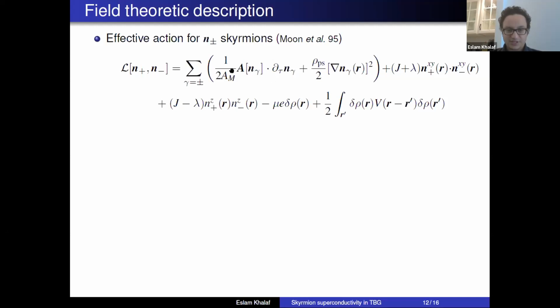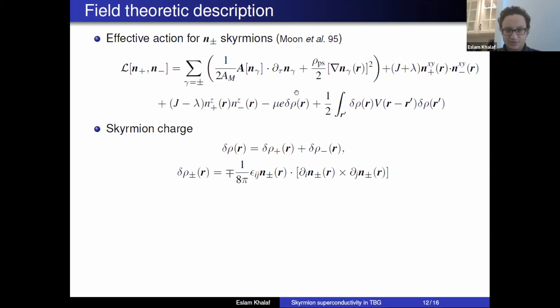This first term is a Berry phase term that's known in the context of quantum Hall ferromagnetism. This is a term that gives cost to non-uniform spin textures, so it is also responsible for the spin wave dispersion. And these two terms are related to the deviation of the charge from the background. In the context of skyrmions, these two terms are given simply by the topological charge of the skyrmion. So the plus and minus sectors have opposite topological charge. Here they interact via long-range Coulomb potential, and also they couple to the chemical potential.